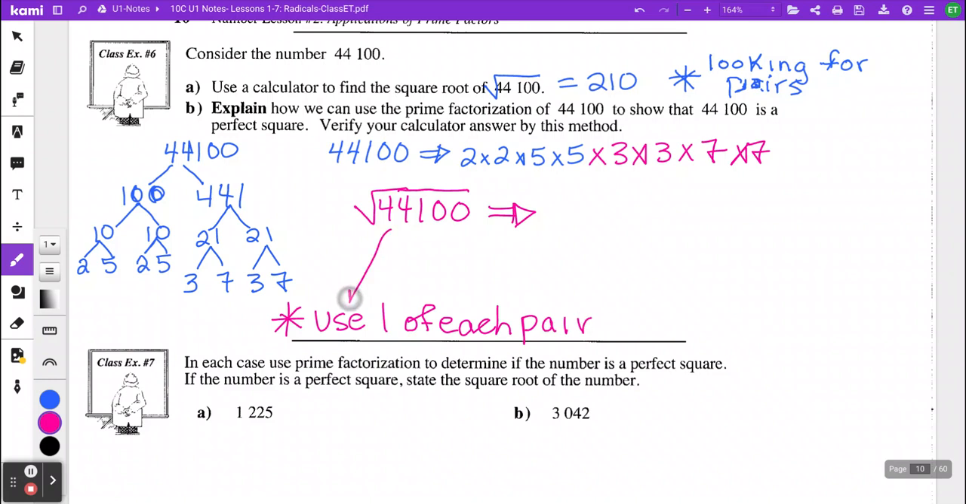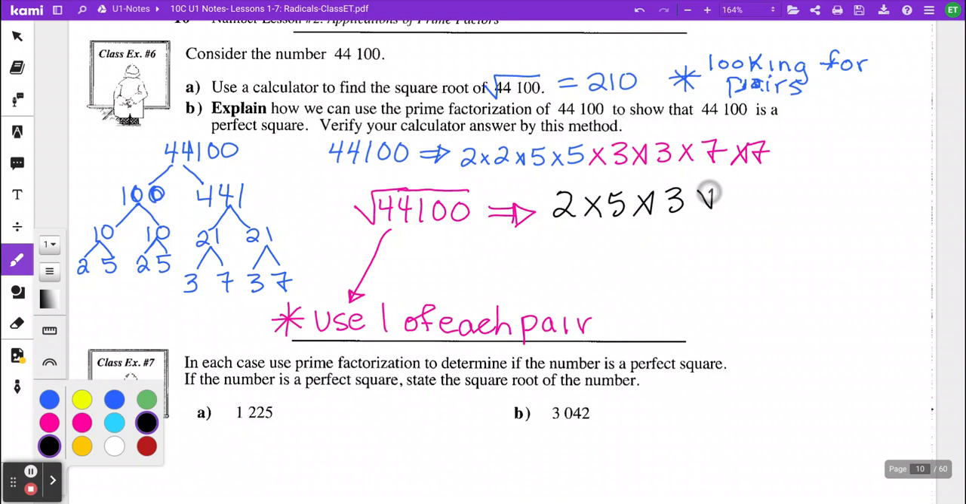And that's to get the square root. So now I'm going to use one of each. So I'm going to use 1 2 and 1 5 and 1 3 and 1 7. And that would show us 2 1 0, 210.